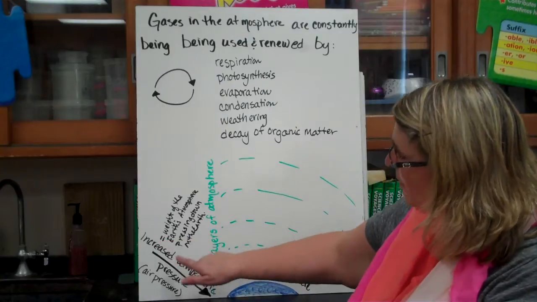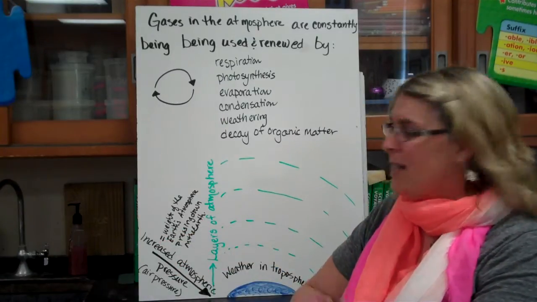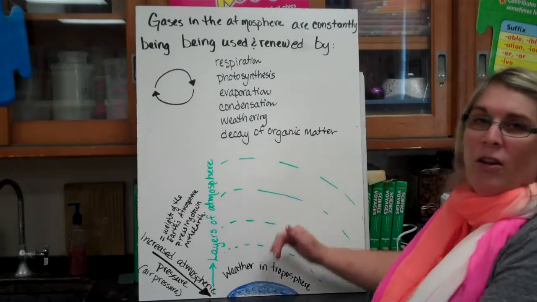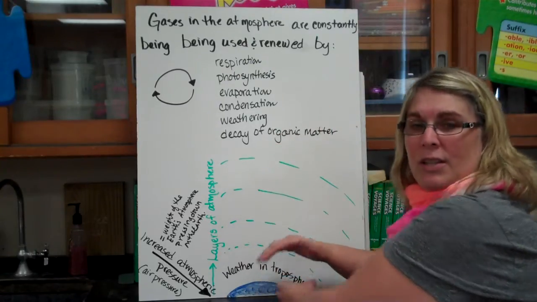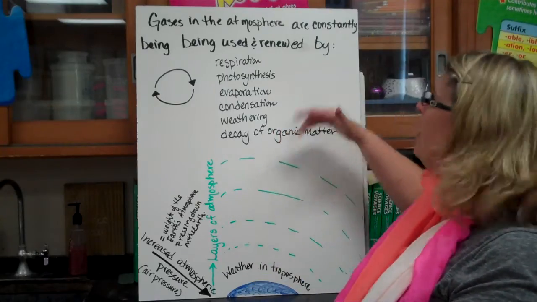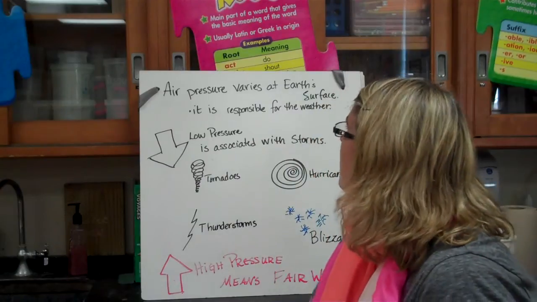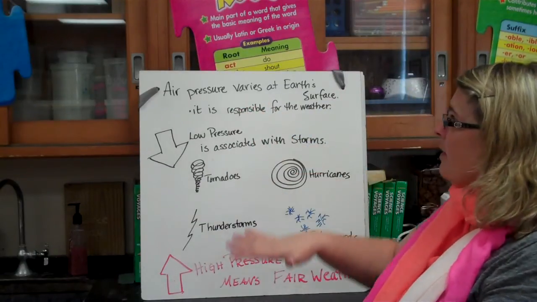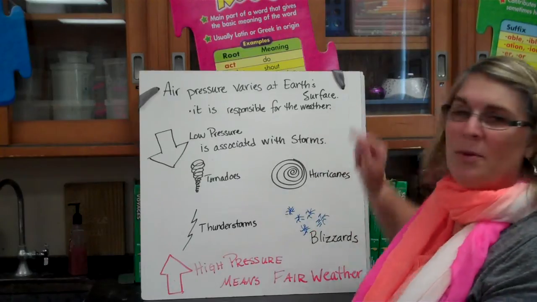So the atmospheric pressure is actually the weight of the Earth's atmosphere pressing down on the Earth. The closer you are to the Earth, the more stuff you have stacked up on it, so the air pressure is increased. The further out you go from the Earth, it's decreased. So air pressure changes all over the Earth's surface, and it is responsible for the weather.